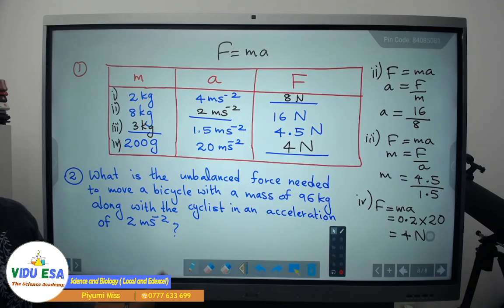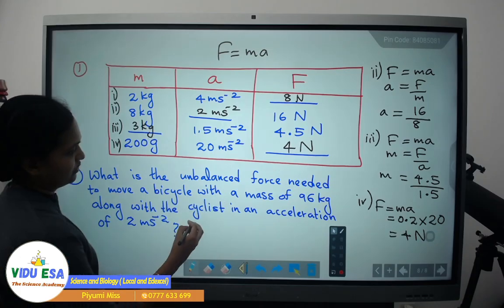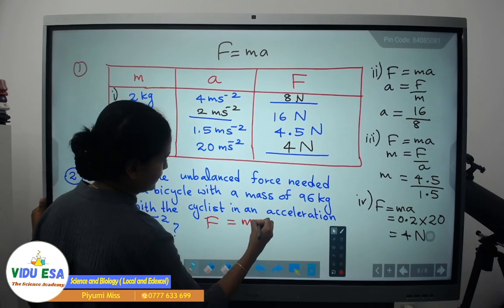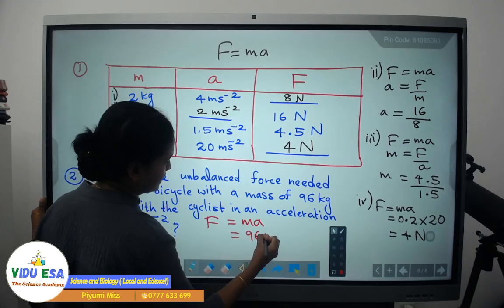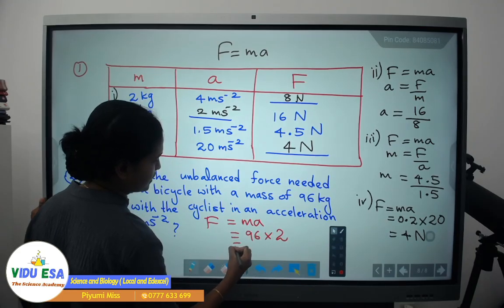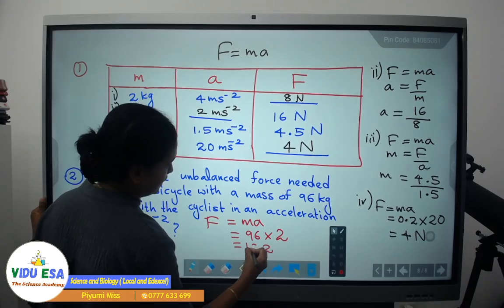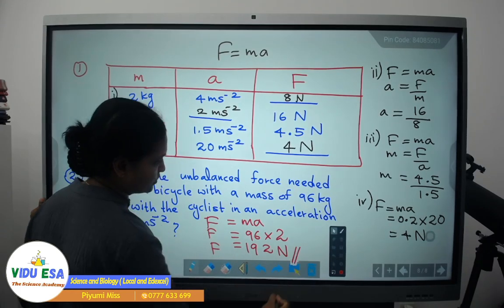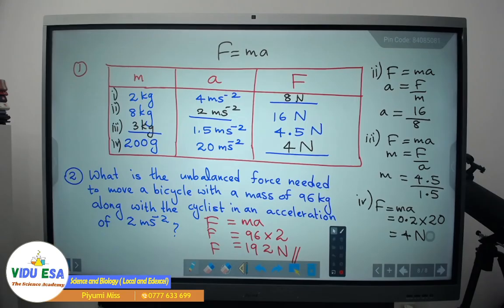Then, what is the unbalanced force needed to move a bicycle with a mass of 96 kilograms along with the cyclist at an acceleration of 2 m s minus 2? So the mass is given as 96 kilograms, acceleration is 2. The force equals 192 Newton. Very easy. Right? Last one. I'll give you one more, a slightly different one.